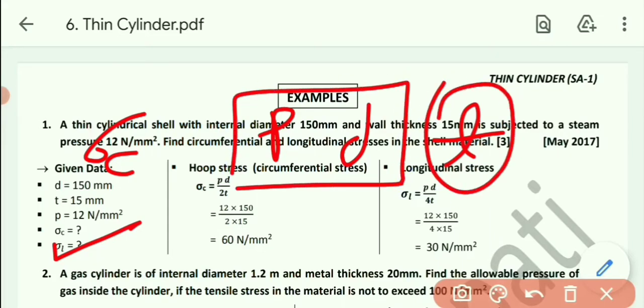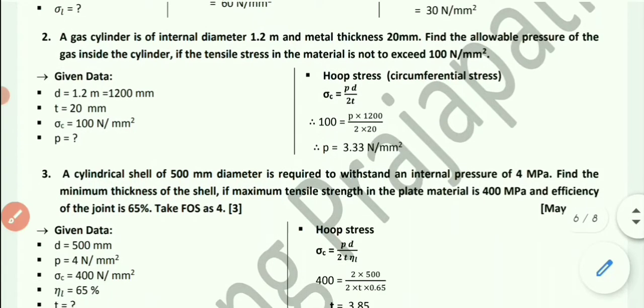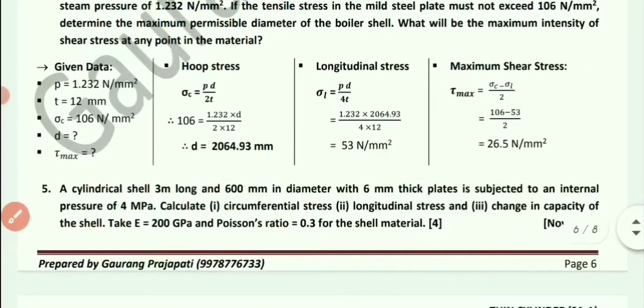Like that. Or we can say P and T are given, we need to calculate the diameter, or diameter and thickness are given to us, we need to calculate the pressure. So we have covered all kinds of examples from this method. So this is the first method in which we need to apply this kind of simple formula.